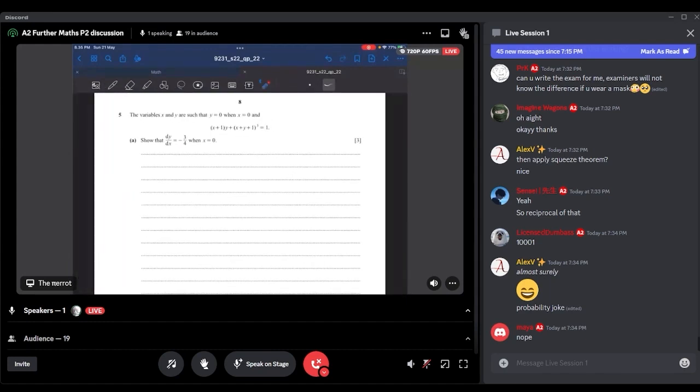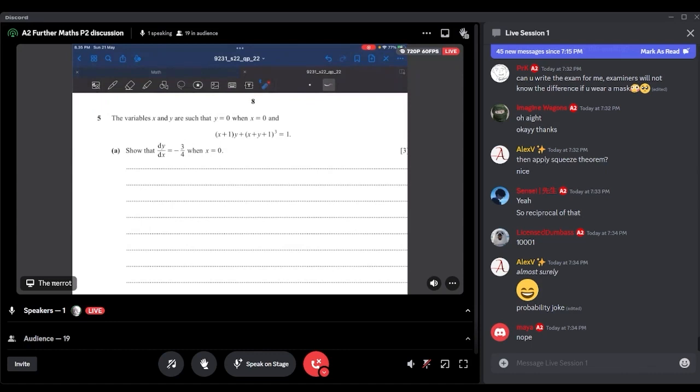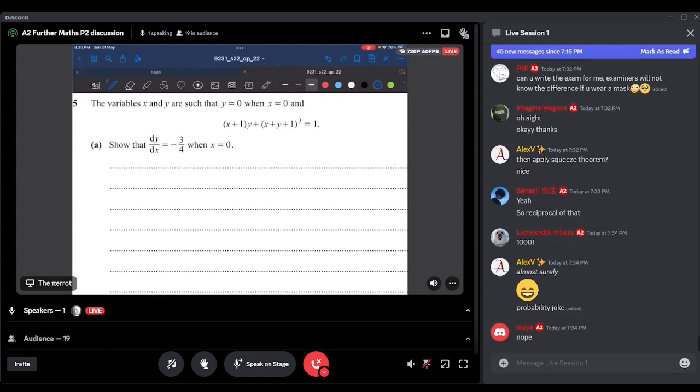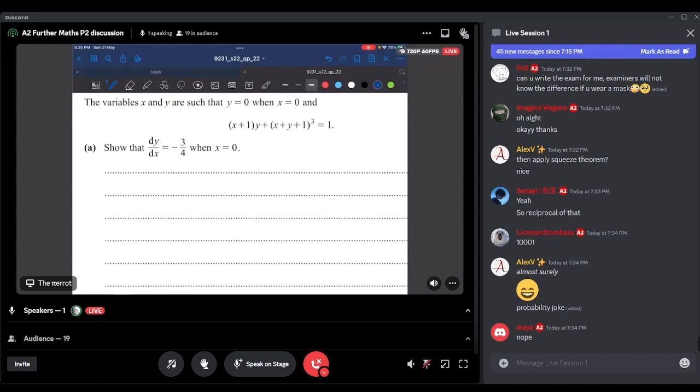The variables x and y are such that y is 0 when x is 0, and this equation is satisfied. Show that dy/dx is negative 3/4 when x is 0. Well, of course, when they ask you for dy/dx, you have to differentiate. That should be your first instinct. So let's differentiate the equation. Implicit differentiation, actually. Differentiating x plus 1 gives you 1, just gives you y, plus x plus 1 with the derivative of y.